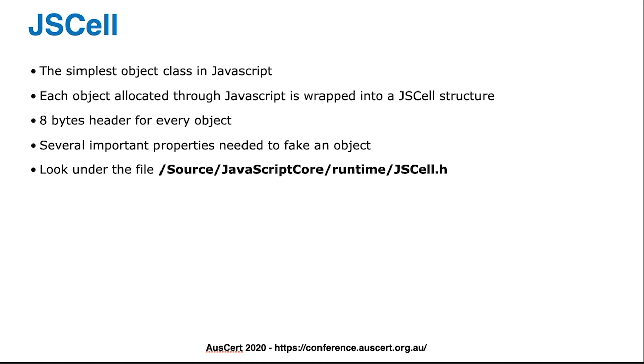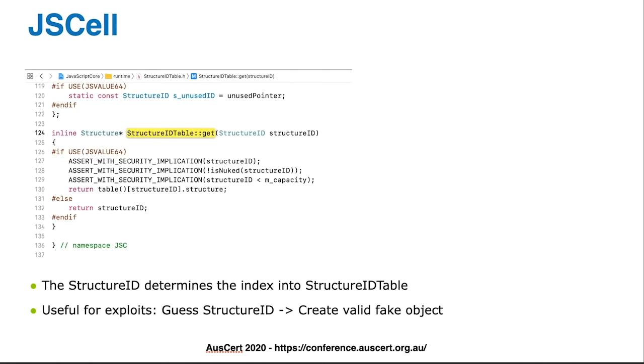Now, what is JSCell? So JSCell is the simplest object class in JavaScript. Each object which is allocated through JavaScript is actually wrapped into a JSCell structure. There is an 8 byte header for every object that denotes several properties about the object. And why this is important from an exploitation point of view is that whenever you want to fake an object in JavaScript, you need to add valid headers, right?